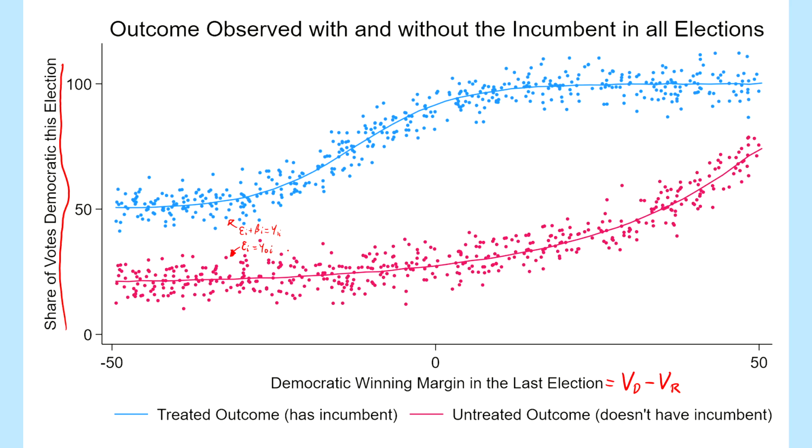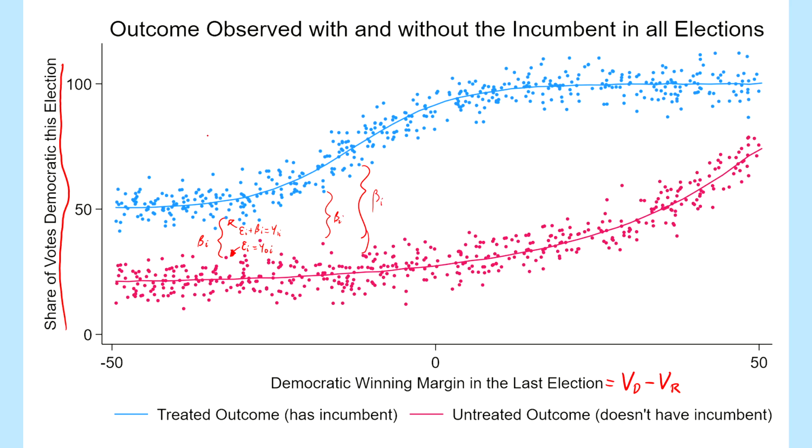Now, of course, you're never going to see both of these in the real world because it can't be that for a specific election, your party both has the incumbent and does not. But imagine with me for a moment that we did have access to this data. If we did have access to this data, then finding the treatment effects would be very easy. I would just take this data point up here and subtract the data point down here. And this difference between these two data points would be the treatment effect for that election. I could also find the treatment effect over here. I could find the treatment effect over here, go a little bit further.